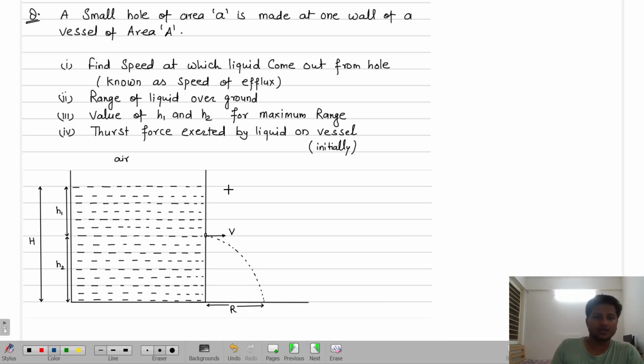A hole of area a is made in one wall of a vessel of area A. So there is a hole made and the liquid starts to flow from there. Find the speed at which the liquid comes out of the hole, and this is called the speed of efflux. What do we call this? Tell me.